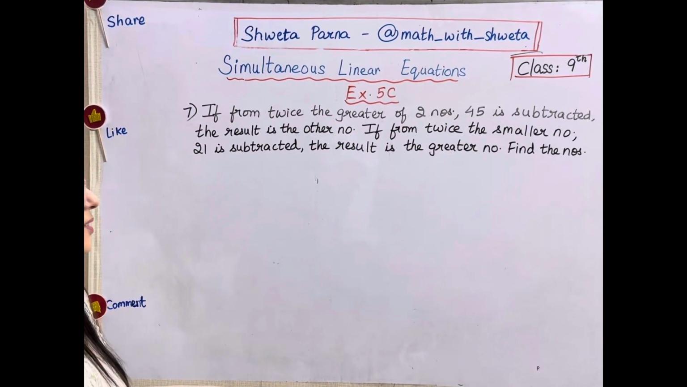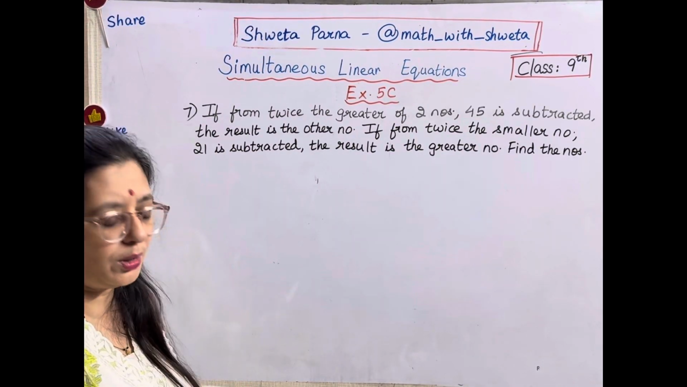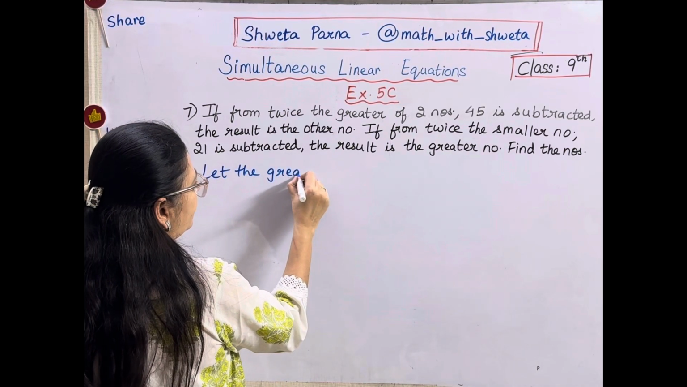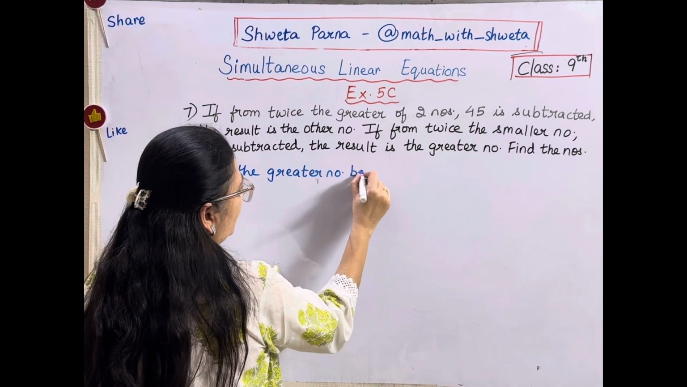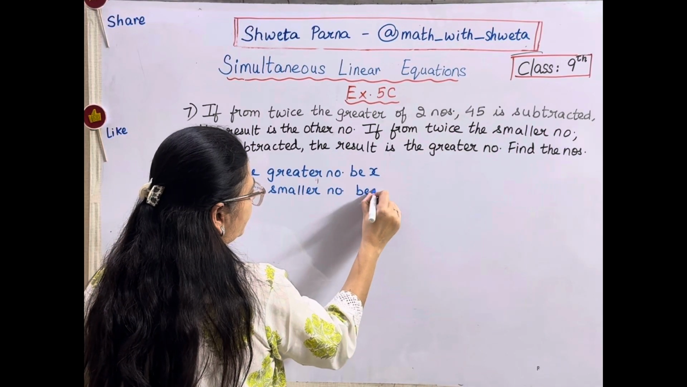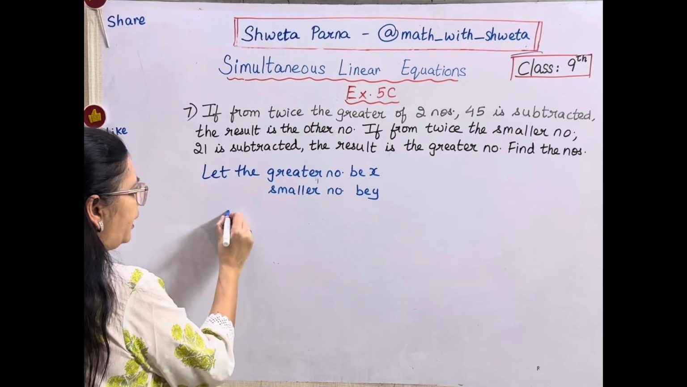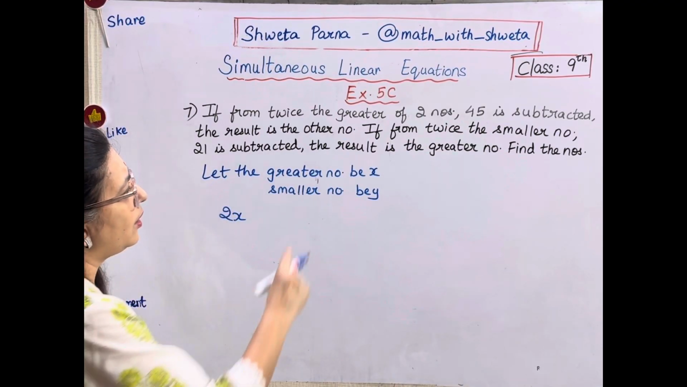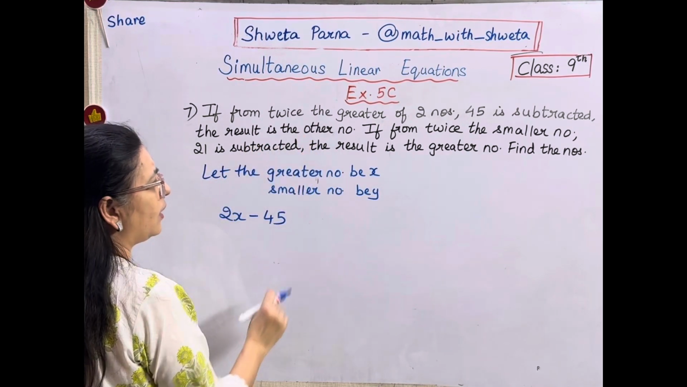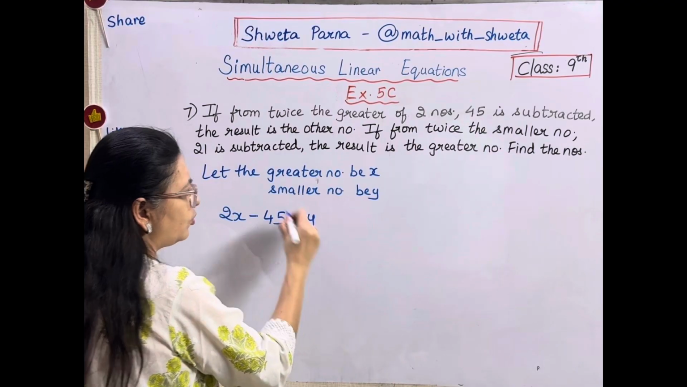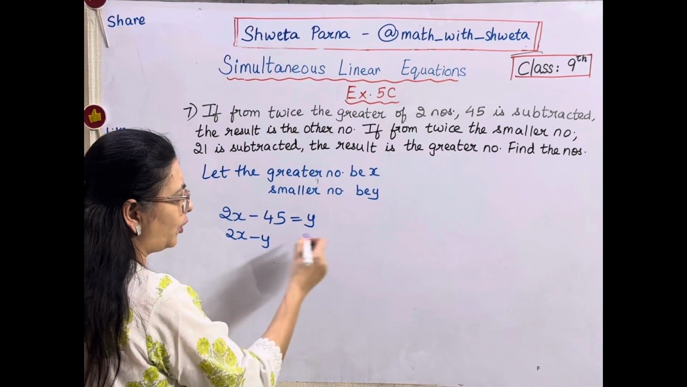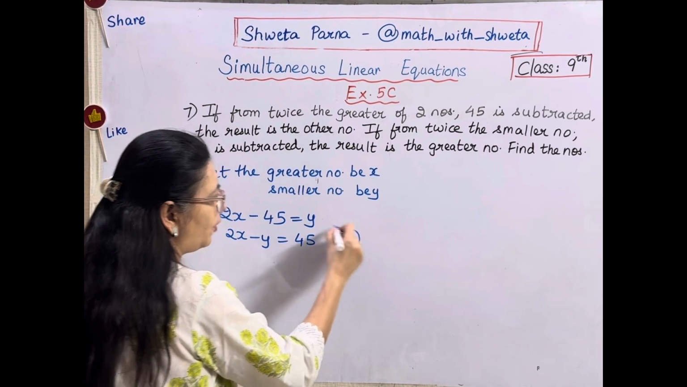Yes, let's go to question number 7. If from twice the greater of two numbers, so let the greater number be x and smaller number be y. Okay, if from twice the greater number, that is 2x, 45 is subtracted, you subtract 45. The result is the other number. Which is the other number? y. So the result is the other number. Now take y to this side. So 2x minus y, and minus 45 goes to the other side. So this becomes your first equation.